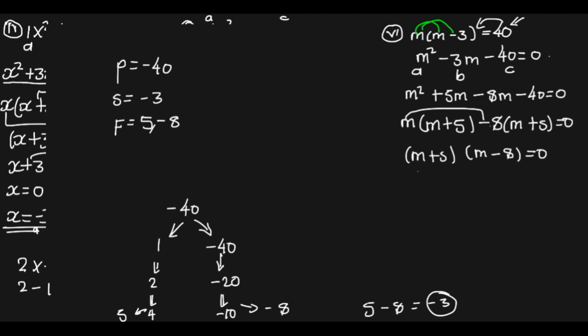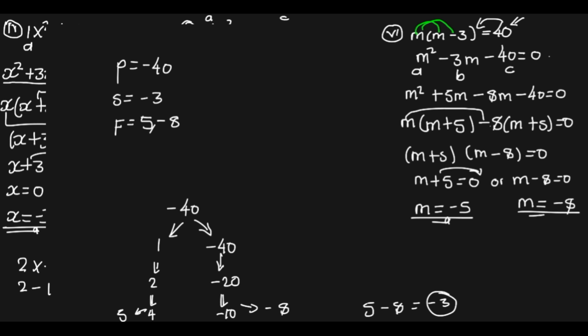We can now equate each to 0. m plus 5 is equal to 0, or m minus 8 is equal to 0. So we can now move the positive 5 to the other side, and get m is equal to negative 5. Then the other one, m is equal to 8. So this is how you can solve quadratic equations using the method of factorization.